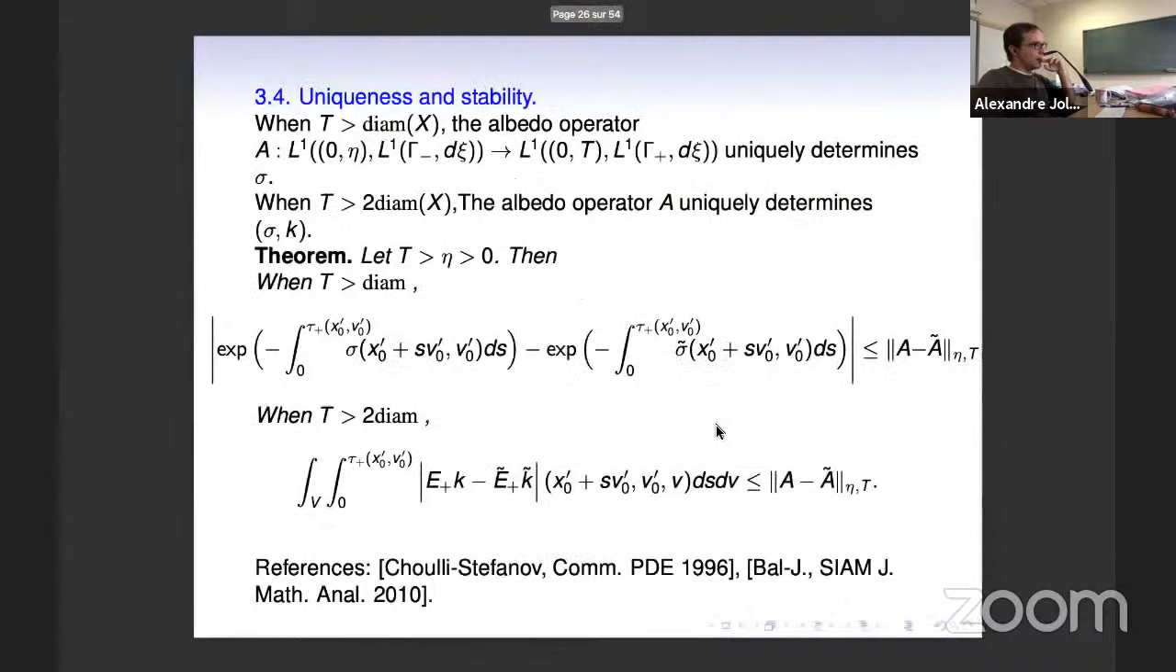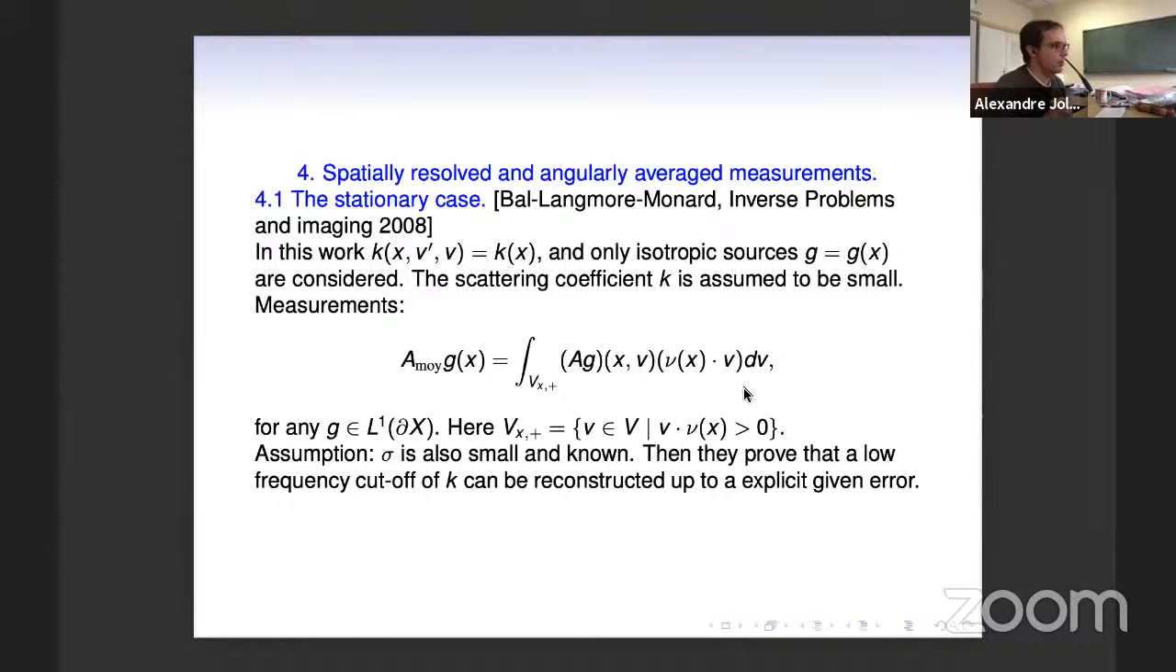So now let me jump to another problem where you reduce the number of measurements and also you allow sources which are not anymore angularly resolved. So now you will assume that your measurements are angularly averaged, and also the sources are angularly averaged.